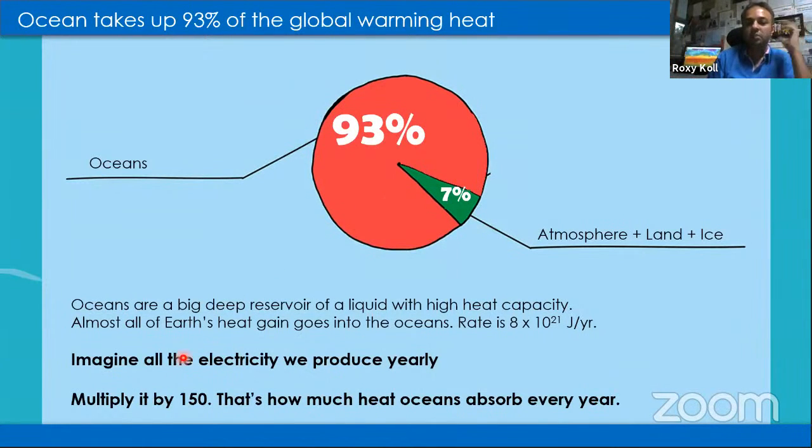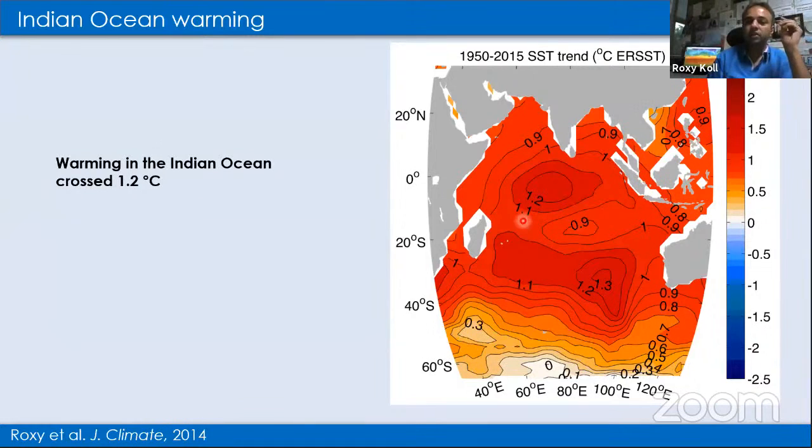Now, how much is that heat? Imagine all the electricity that we produce yearly and multiply it by 150. That is how much heat oceans absorb every year. And because of that, the temperature over the Indian Ocean is also changing. So what you see in colors here are the changes in temperatures. You saw the earlier map with temperatures around 28, 30 degrees Celsius. Now add these anomalies over that. That is the change that we see since the 1950s. Some of the regions are showing a temperature change of up to 1.2 degrees Celsius. This is much larger than the global average temperature rise, which is around 0.9 degrees Celsius.